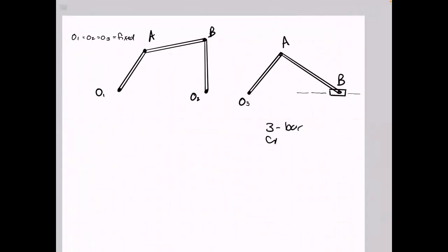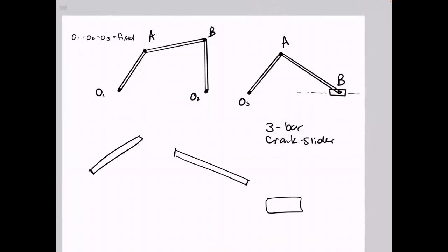3-bar mechanism, crank, slider. It is a little bit misleading to say that this is a 3-bar mechanism, because you do have some relative acceleration. Breaking this down like we did before, we have AO, 3, A, B, and B here.